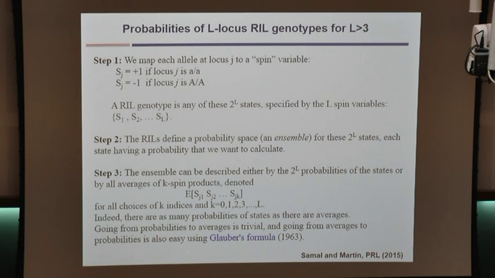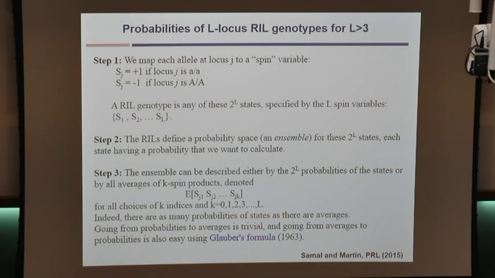So what we do is that we basically ask what is the expectation of these different k-spin products, and if we are able to compute these expectations some way, then they will give you the probability of the states. And for the record, the number of k-spin products, starting from 0 to the number of L loci, is equal to the number of RIL genotypes, 2 to the power L, if you sum them up.